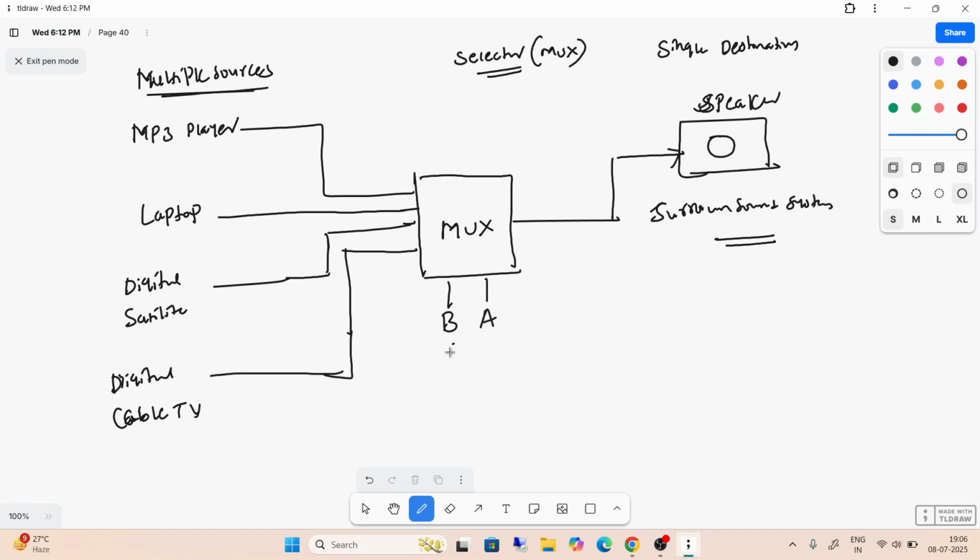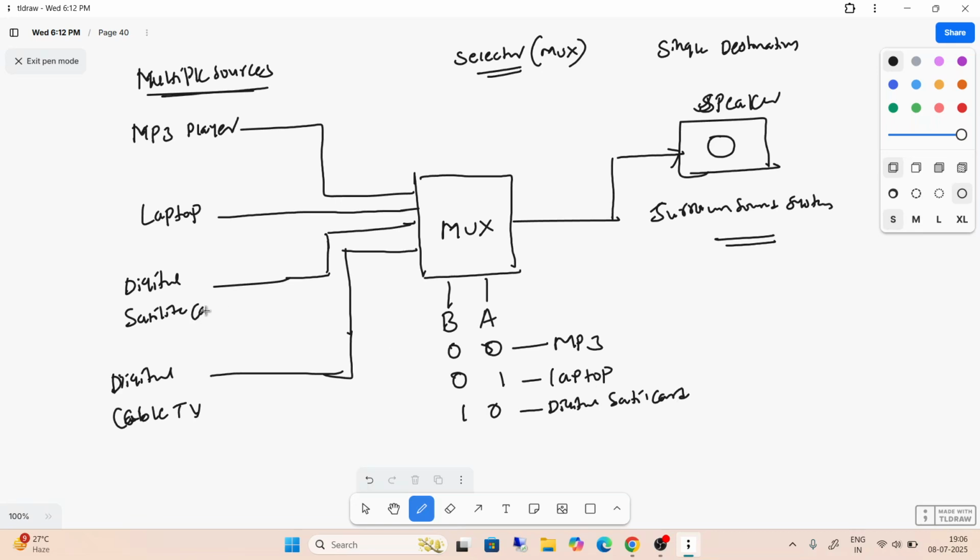If selection lines are B and A, when it is 0 0, the MP3 player is connected. When it is 0 1, the laptop is connected. From the laptop also you can listen to the songs. If it is 1 0, the digital satellite will be connected.